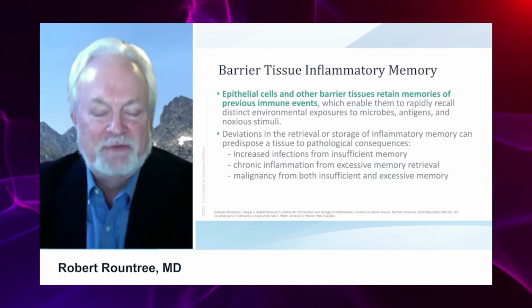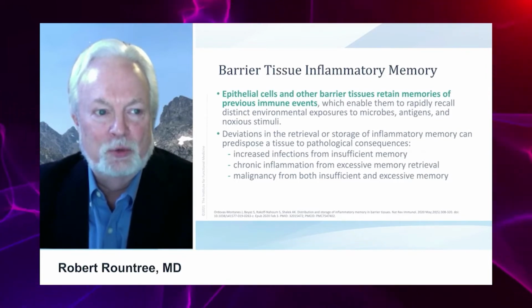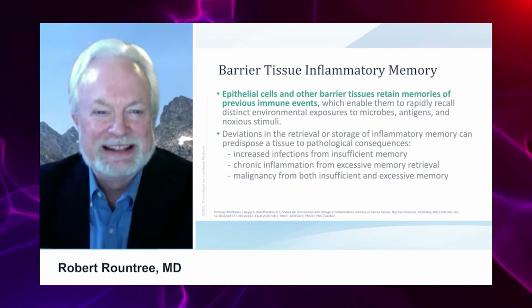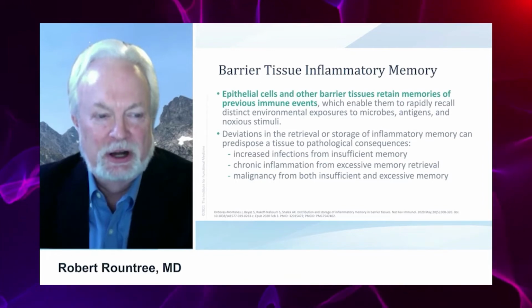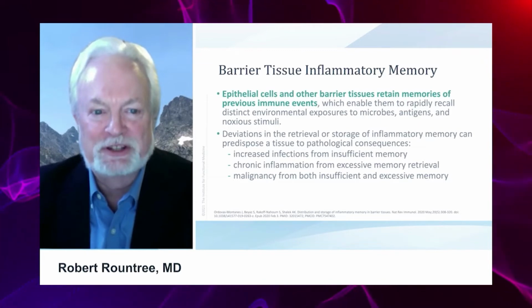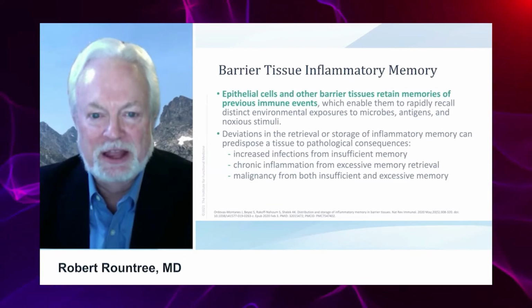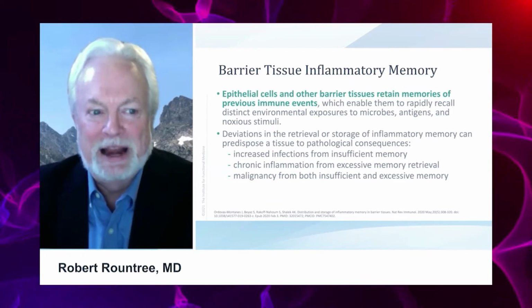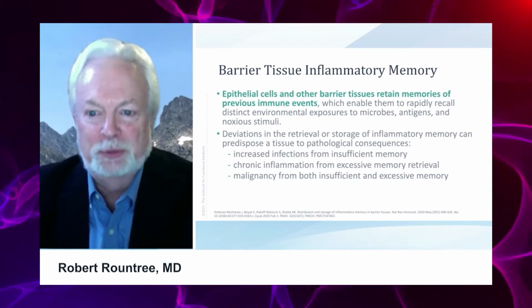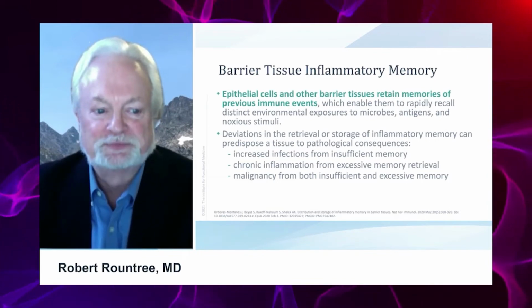Now, this is a fairly new understanding that has really become kind of revolutionary in terms of what is going on with the innate immune response. It turns out that epithelial cells and barrier tissues retain memories of previous immune events. Wow, think about that. Let that sink in. Barrier tissues can recall environmental exposures: exposure to microbes, antigens, and other noxious stimuli.